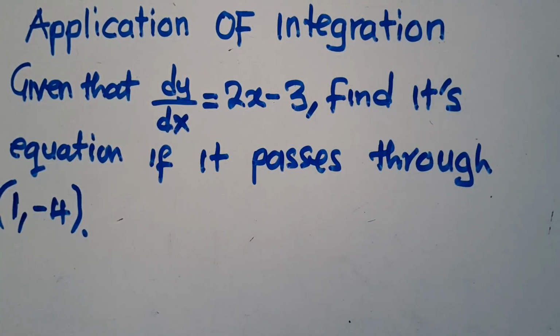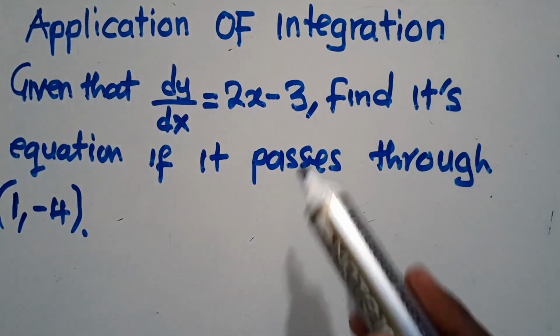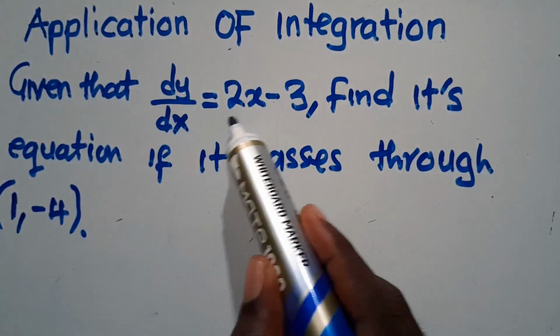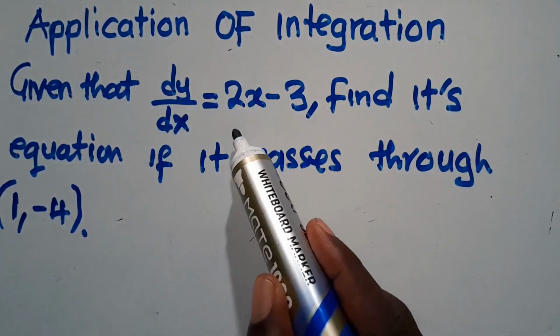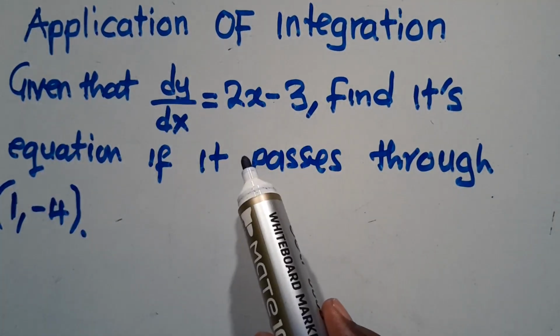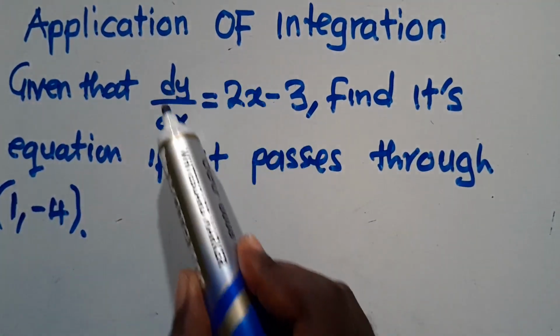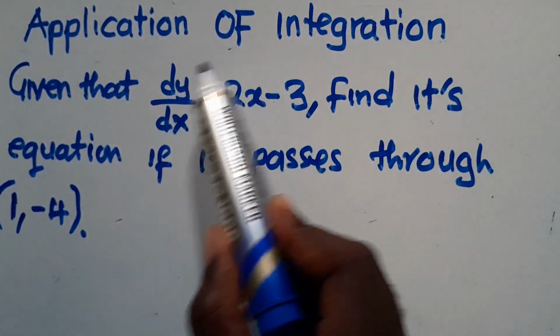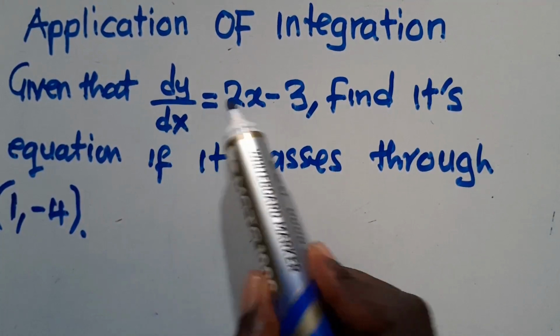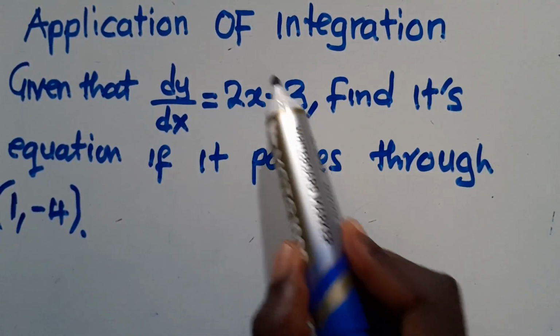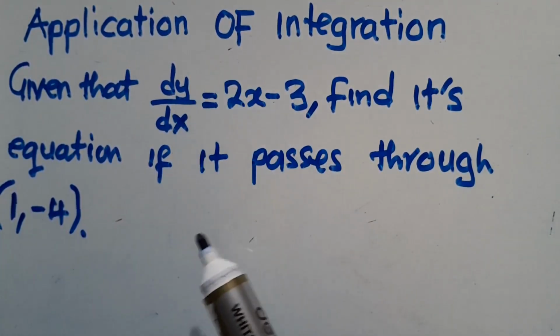So in this lesson, we'll be talking about application of integration. The way questions will be coming in your exams is where you are given this. I told you that this is a gradient function. So when you differentiate, you come up with a gradient function. This part that you are able to see is called a gradient function. dy/dx is equal to 2x minus 3. This one is called the gradient function.